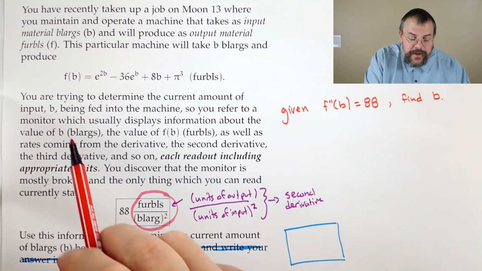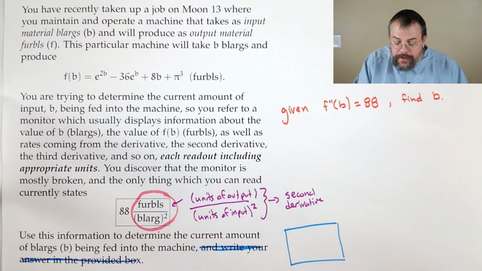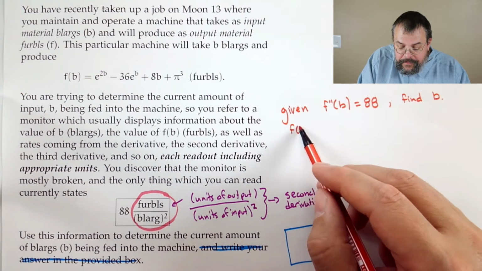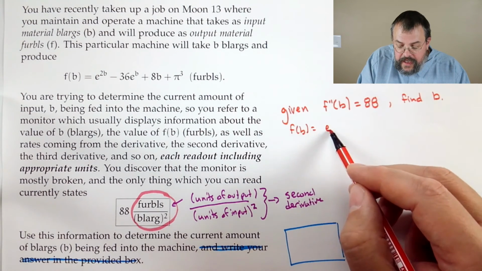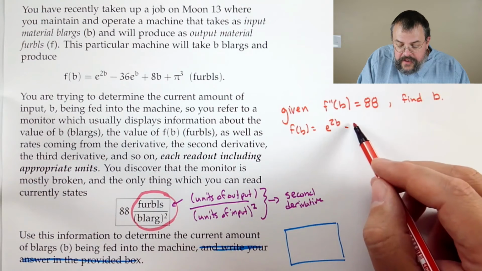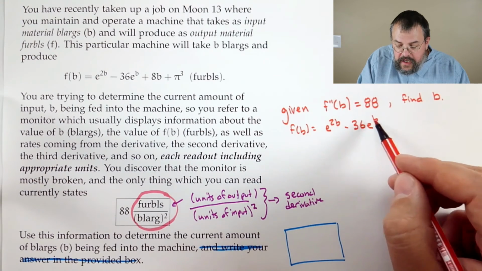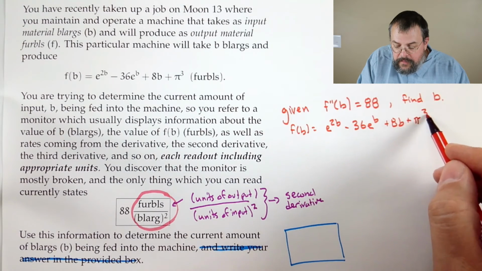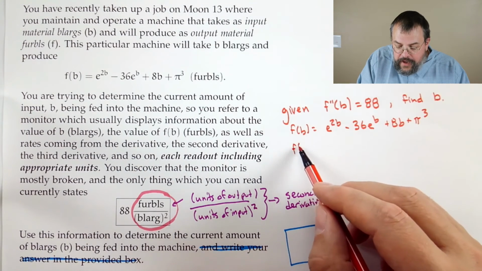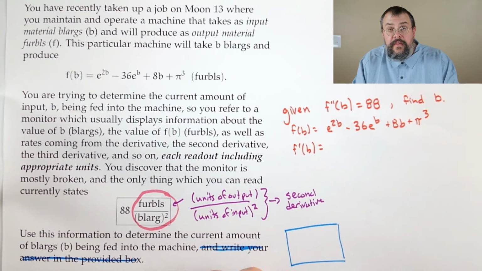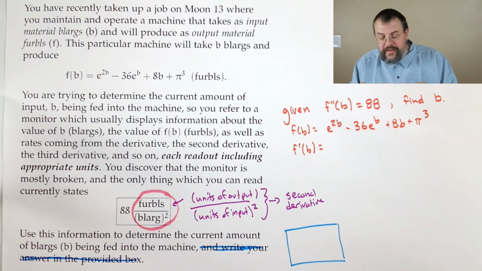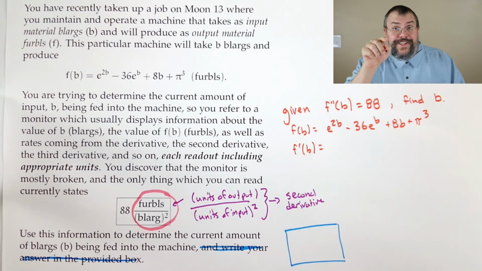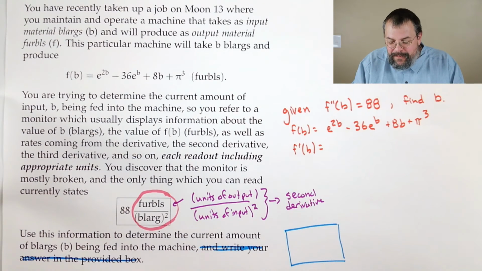So we start with our f. We want to get to f double prime. Two derivatives to go. So our f of b is e to the 2b minus 36 e to the b plus 8b plus pi cubed. So f prime of b. Now e to the 2b, we've actually done this one in an earlier practice in a previous session. Do you remember? Did you do it? You should have done the practice. Come on, keep doing it.